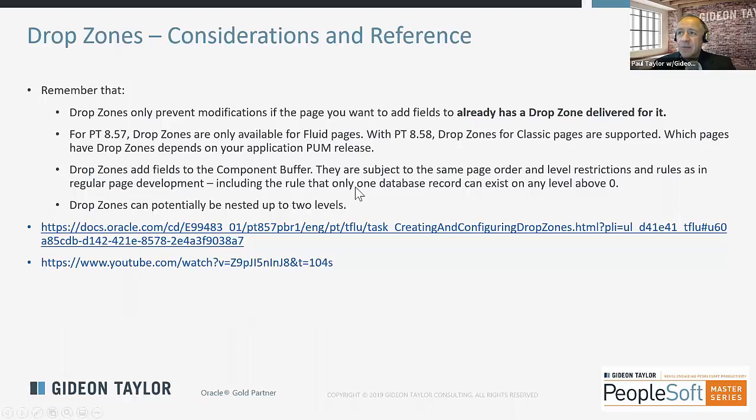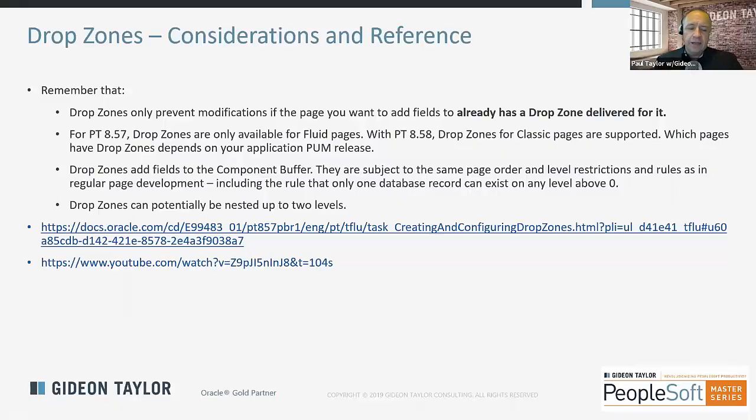The nice thing about it being in the component buffer is that drop zones do work for component interfaces. Component interfaces can update drop zone added fields. And then we have some documentation added here. Drop zones can be nested. You can have a drop zone inside a drop zone. Who knows why you would want to do that? And again, it would have to be delivered.